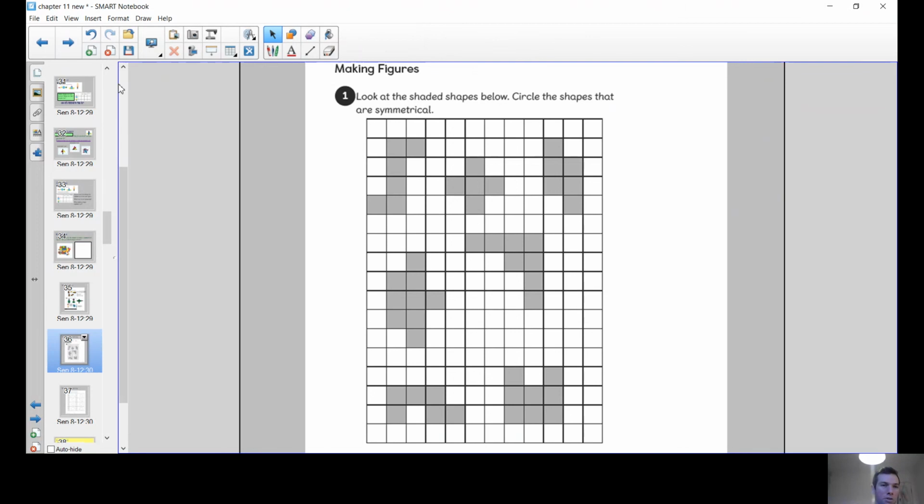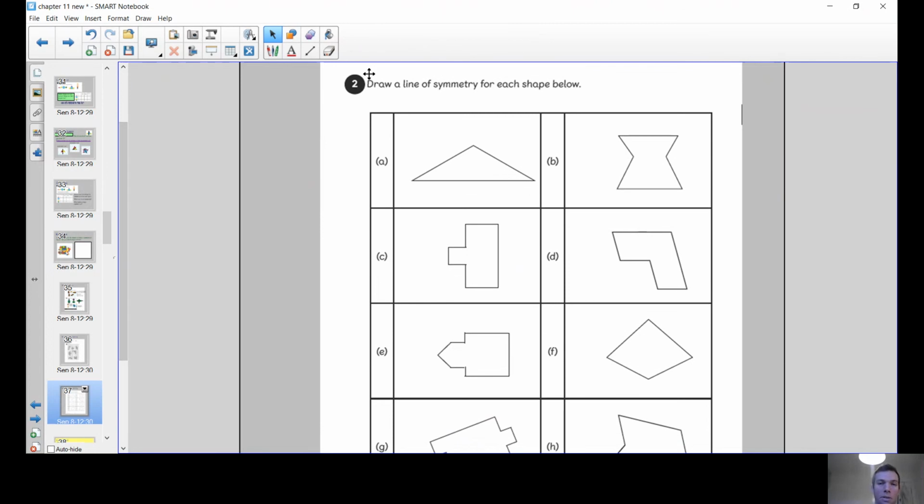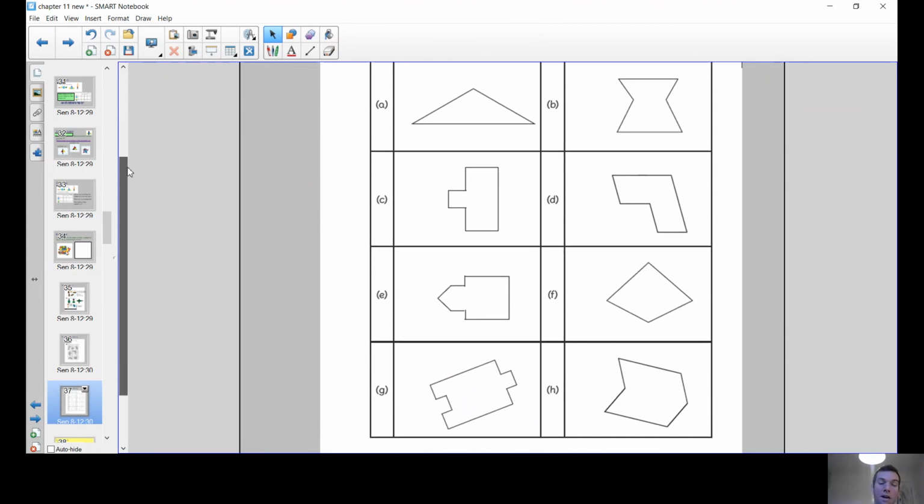Circle the shapes that are symmetrical, and on the following page, this time we would like you to draw a line of symmetry for each shape below. Again, it might be really helpful for you to print out a second page of these, cut them out and fold them if you need that extra support. You might be able to just see the line of symmetry or find it with a mirror.